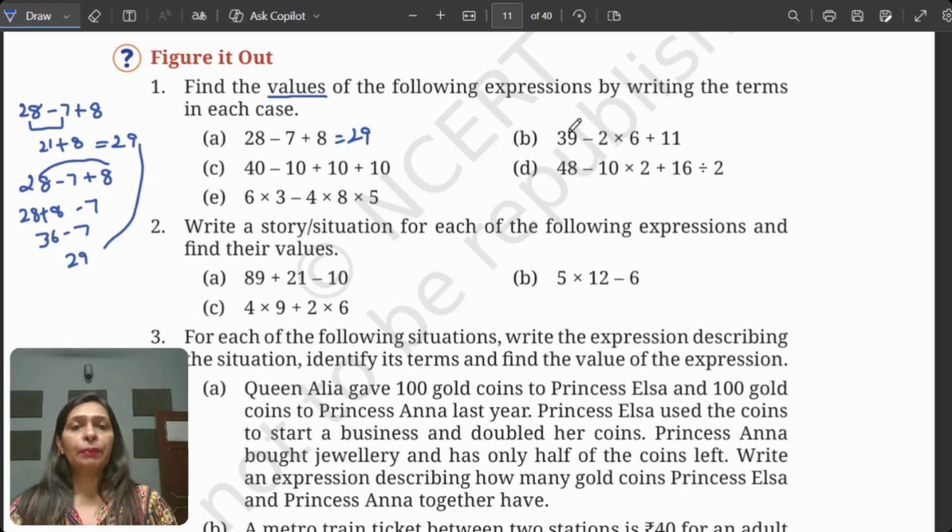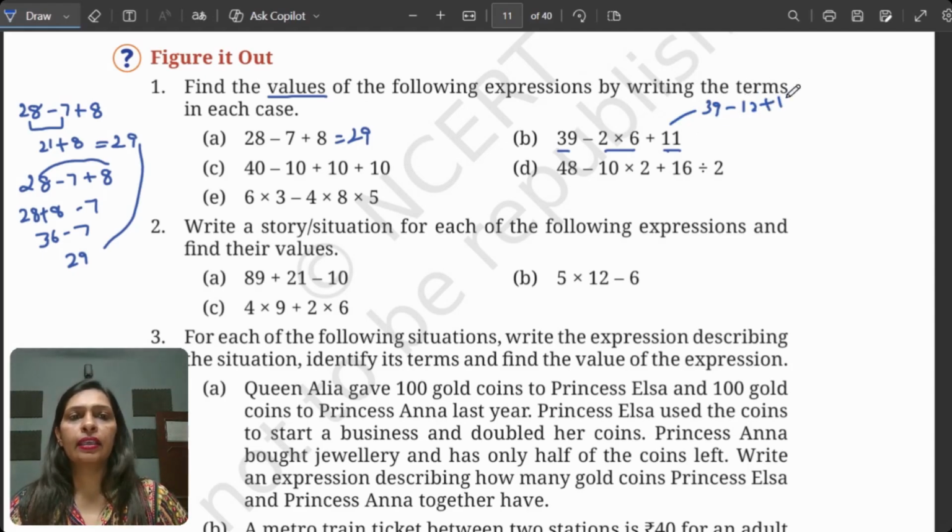29. B part: 39 minus 2 multiplied by 6 plus 11. First and foremost, we must understand what the terms are. So the terms are 39, then 2 multiplied by 6, actually minus 2 multiplied by 6, and 11. So here we have one step extra, because we have to solve this 2 and 6 also. So this is going to be 39 minus, 2 sixes are 12, plus 11. Okay, so 12 plus 11.